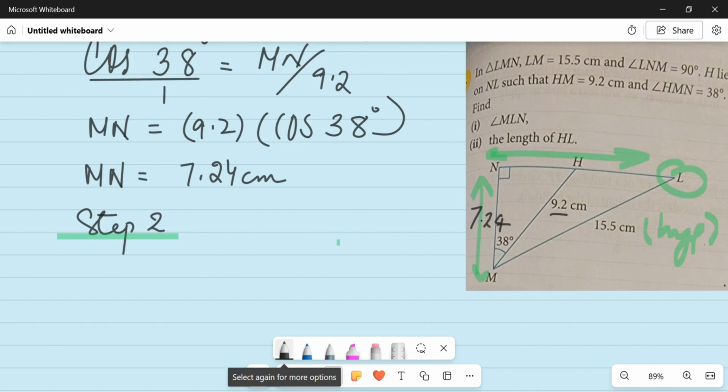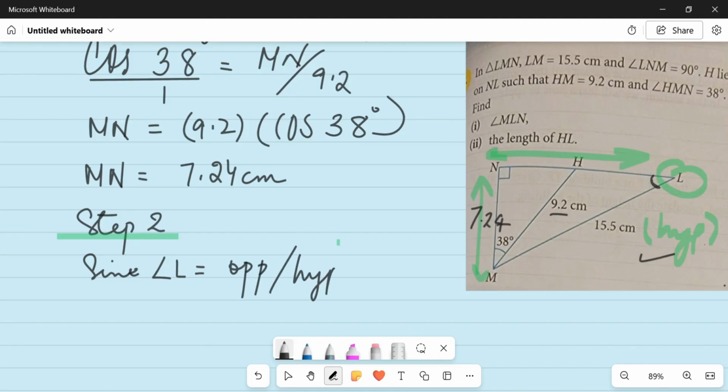So we have the hypotenuse and the opposite. Why opposite? Because we need to see angle L, and the 7.24 that we have just found is opposite to angle L. So we use sine. Sine angle L is equal to opposite over hypotenuse, that is 7.24 divided by the hypotenuse 15.5.